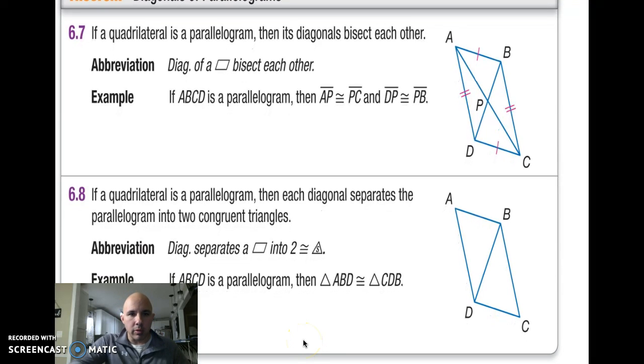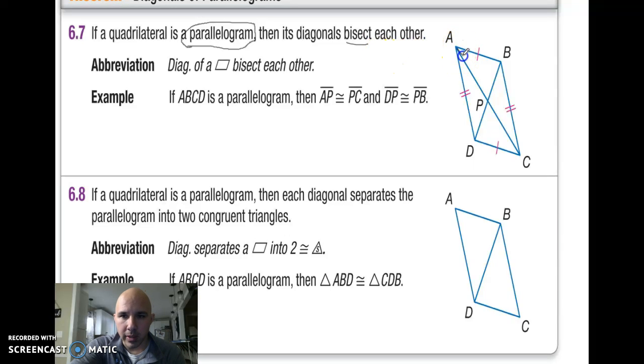Okay, so in this particular example, we want to look at some more properties of parallelograms, and specifically we're going to talk about diagonals. So if a quadrilateral is a parallelogram, that's our key word right there, then the diagonals have to bisect each other. And you guys remember what bisect means? Hopefully you can draw that from the past.